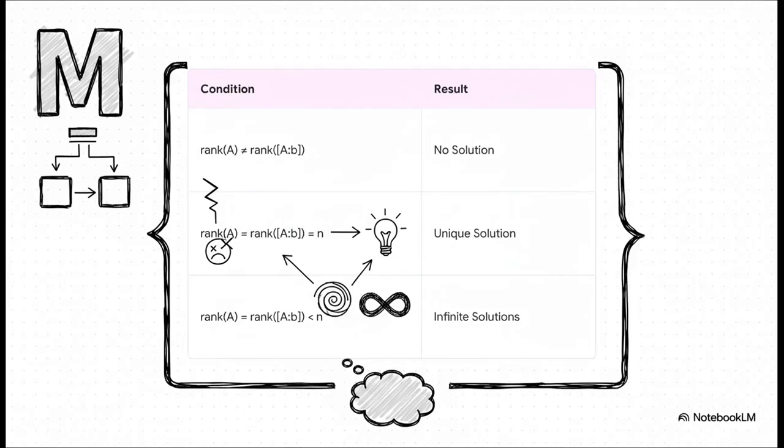And this table right here, this is the ultimate decoder ring. By comparing the rank of the main matrix, that's A, with the rank of the entire matrix, answers included, that's A:B, we can diagnose the whole system. If the ranks don't match, the system is basically lying to itself. There's no solution. If they do match and they equal the number of variables, you found it, the one, single, unique solution. But, and this is where it gets really cool, if the ranks match but are less than the number of variables, it means the system has some wiggle room. It means there are infinitely many solutions. The matrix tells you everything.